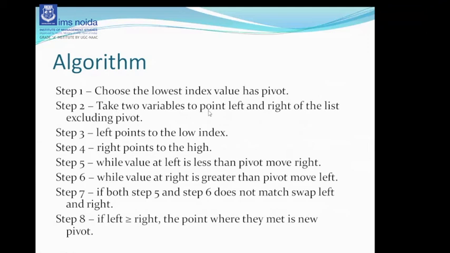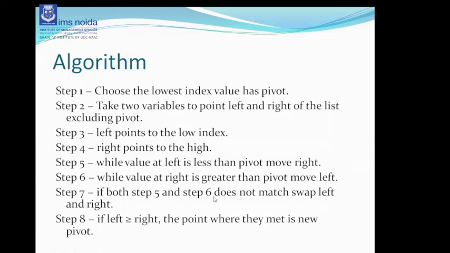Next step is to take two variables to point to the left and right of the list, excluding the pivot. Left points to the low index and right points to the high index. While the value at left is less than the pivot, move right. And while the value at right is greater than the pivot, move left. As soon as you get a smaller one, only then we'll swap.